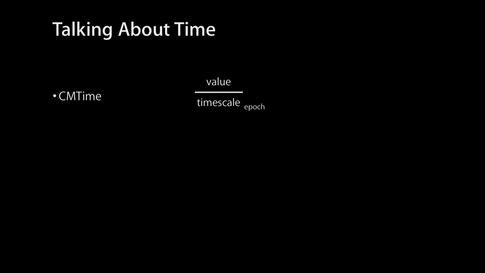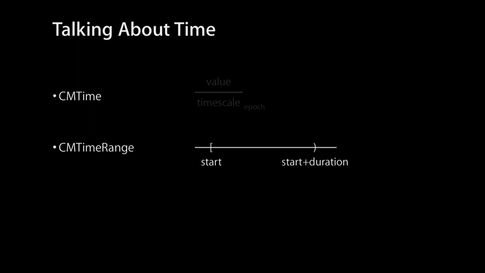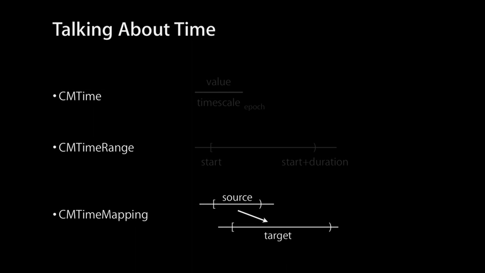It is a value over a timescale. The value is 64 bits. The timescale is 32 bits. The epoch is used to distinguish values associated with distinct timelines, and epoch 0 is also used for durations. We also have CM time range, which is a start plus a duration, and especially for compositions, CM time mapping, which maps a time range in the source asset to a time range in the composition.